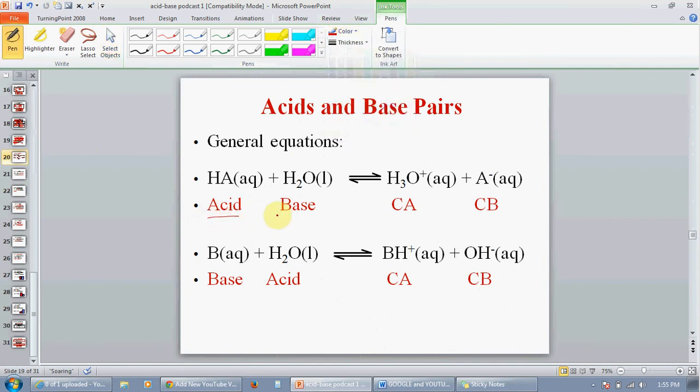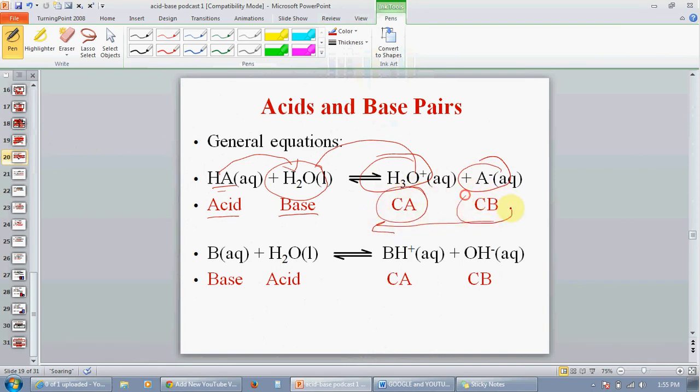Again, the acid and the base. The acid donates the proton to the base. That's the definition of an acid and a base. The base, when it gets that proton, then forms a conjugate acid, and the acid leaves behind a conjugate base. In the reverse reaction, this is the acid, this is the base.